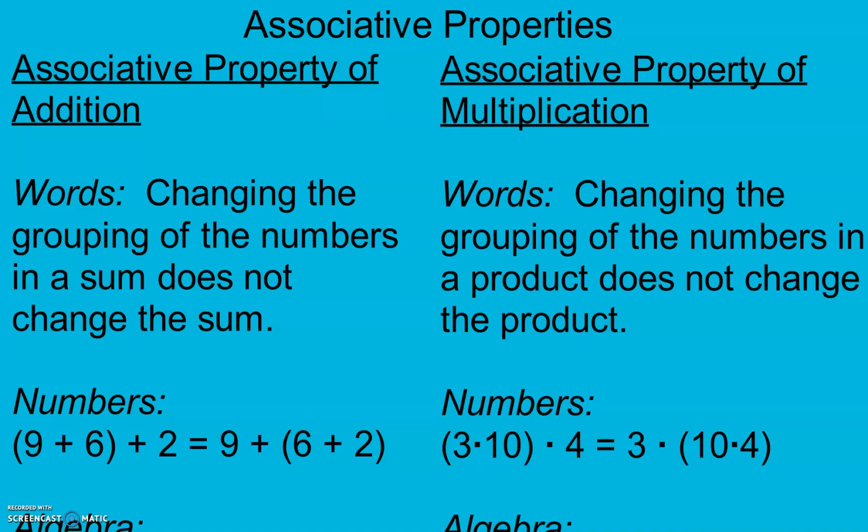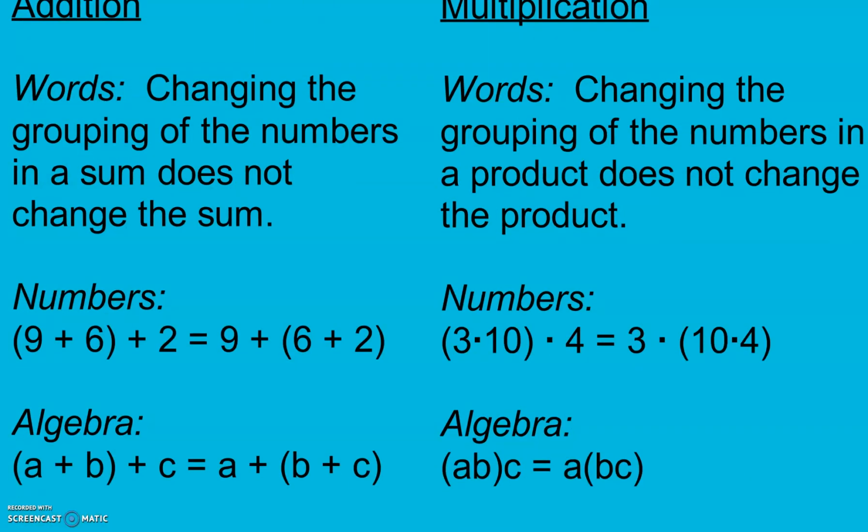So it doesn't matter which order we add or multiply in, or the grouping. Remember, PEMDAS says that we have to do grouping symbols first. So it doesn't matter if we have 9 plus 6 in our grouping, or 6 plus 2 in our grouping, as long as we're adding all the same numbers. Just like it doesn't matter if we take 3 times 10 first and then multiply by 4, or if we take 10 times 4 first and then multiply by 3. Order doesn't matter, and our group doesn't matter, as long as all we're doing is adding or all we're doing is multiplying.